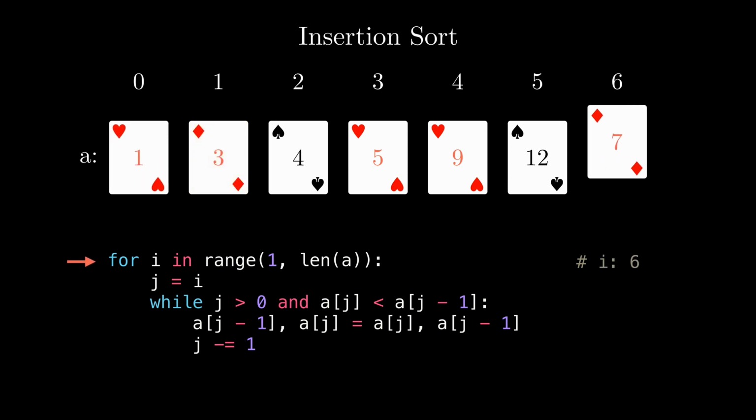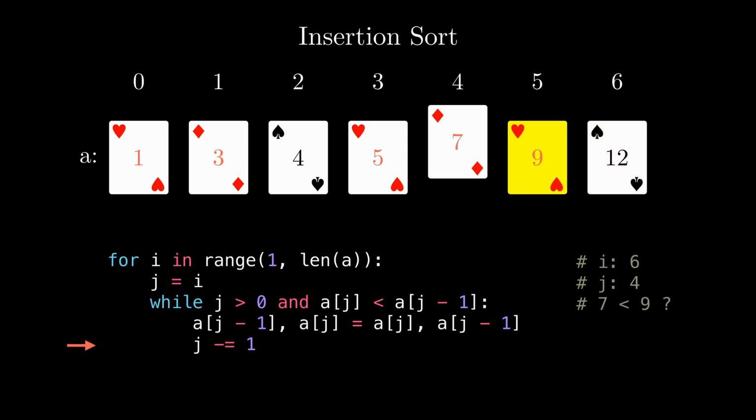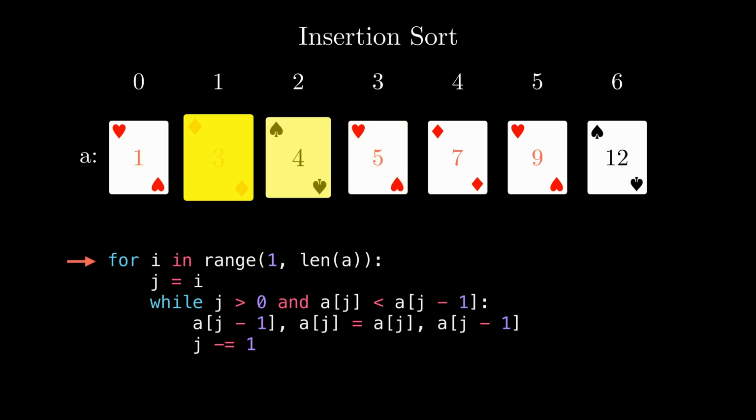Next, we will compare 7 and 12. As 7 is smaller, we will swap them, after which we will compare 7 and 9 and swap them. As 7 is not smaller than 5, we will stop the while loop. This way, we will have the full array sorted in increasing order.